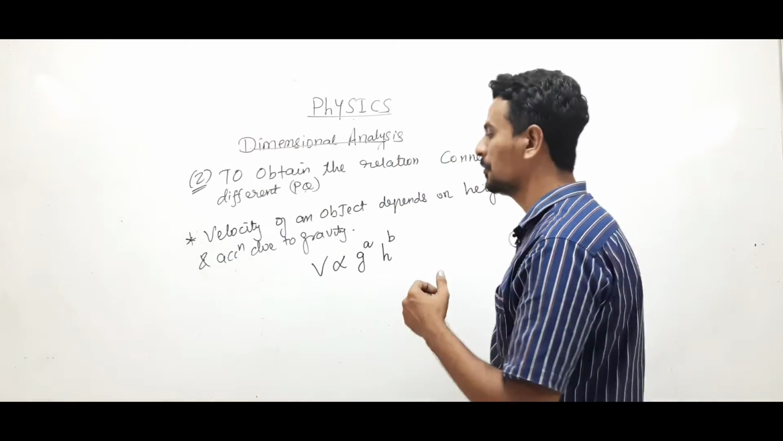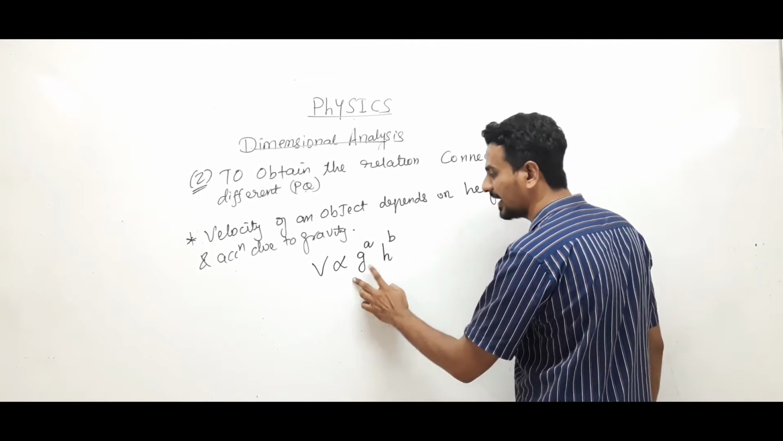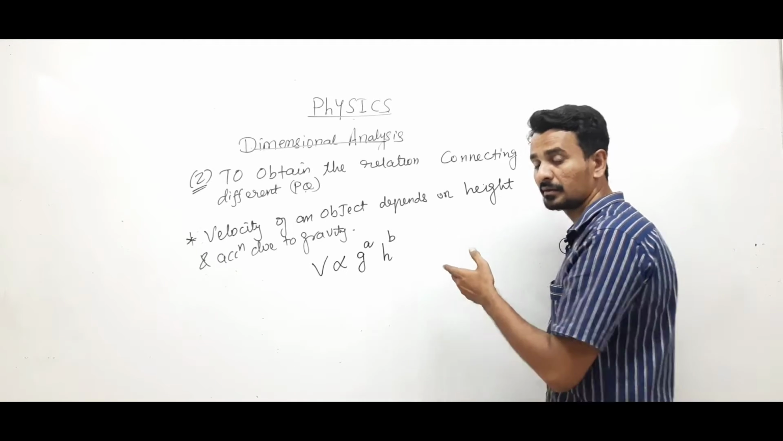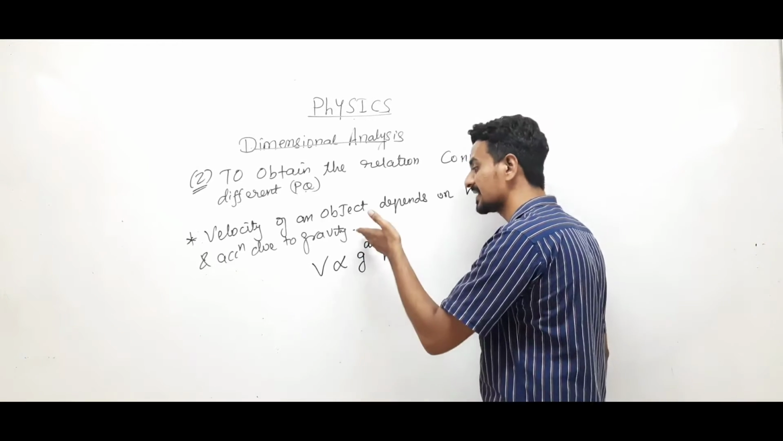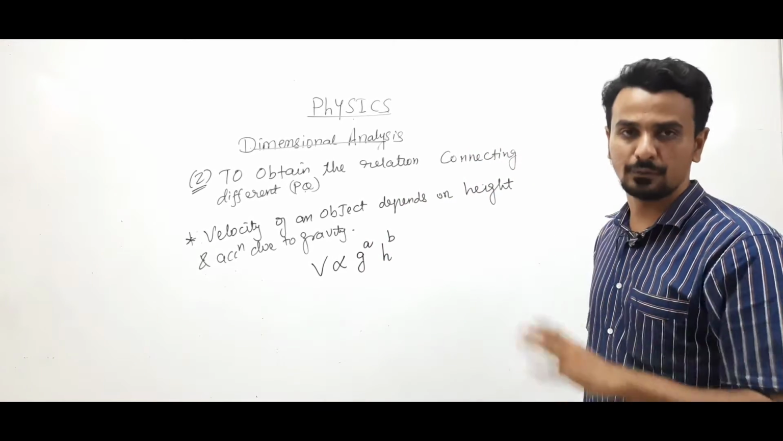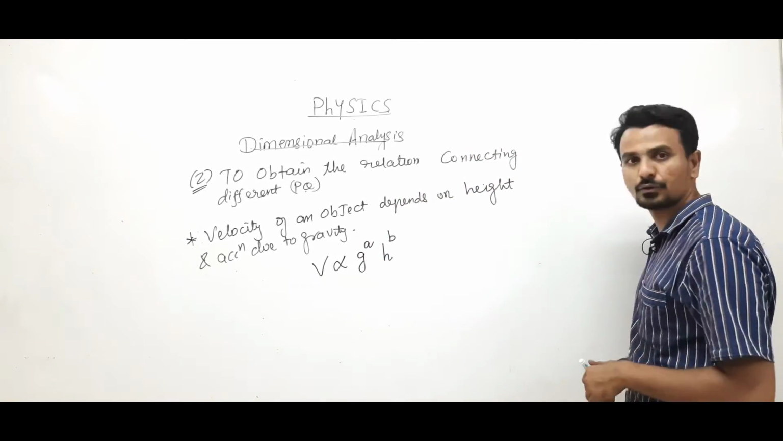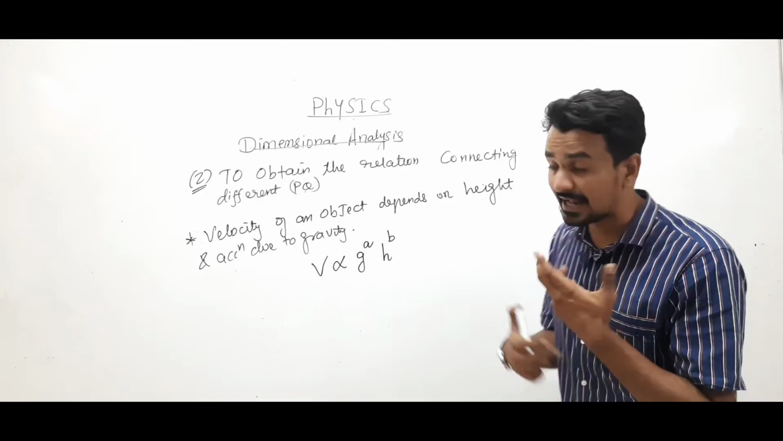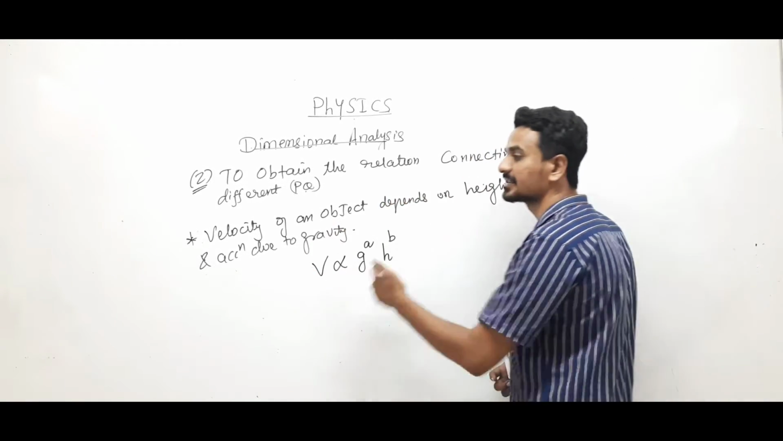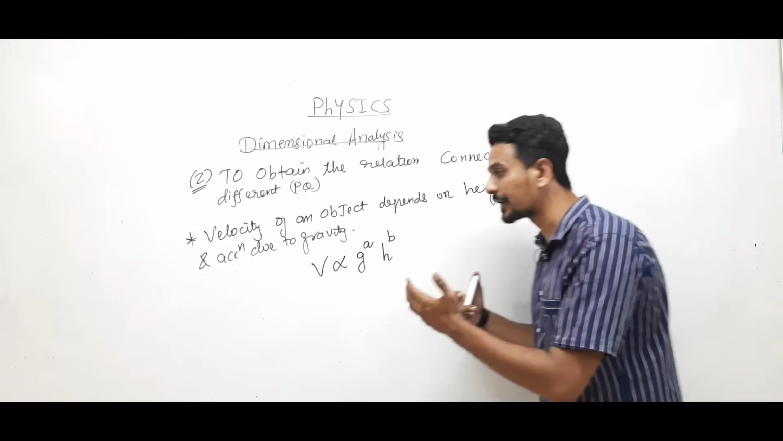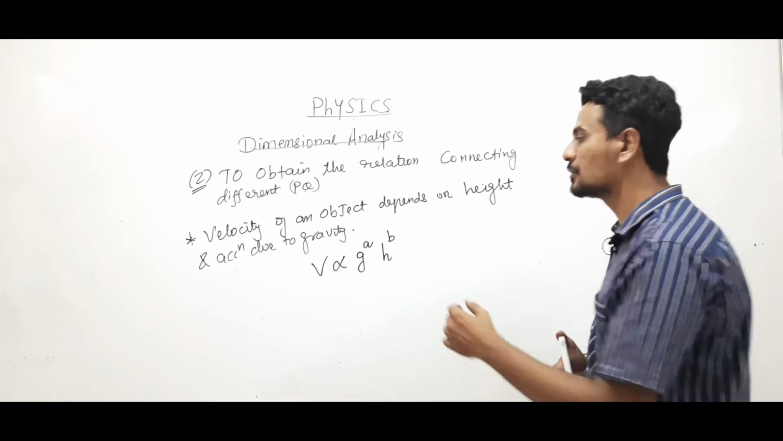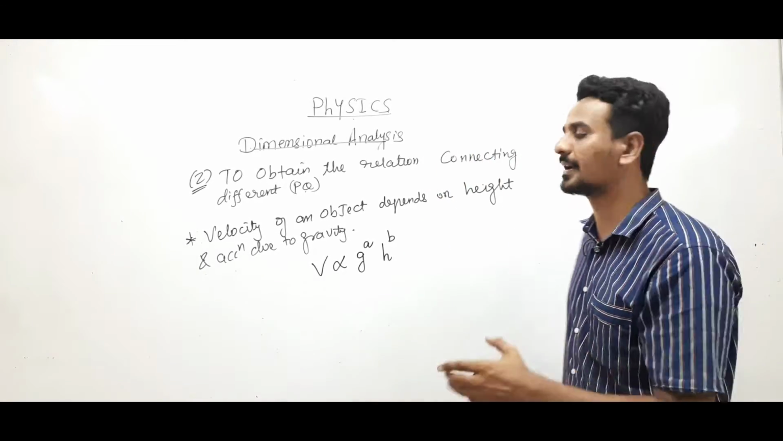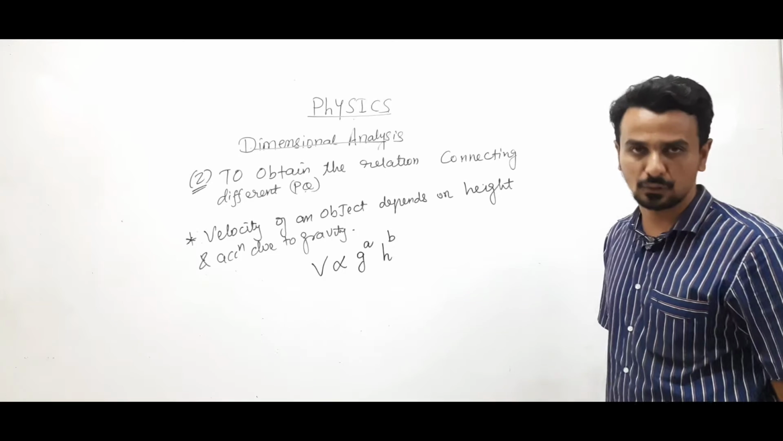So by making use of dimensional formula, we will derive these things. That is why I have written that velocity depends on acceleration due to gravity and height, but we don't know whether it depends directly or inversely. So I have taken the powers as a and b. A and b are unknown. If we obtain the values of a and b, then we can get the perfect relation between these three physical quantities. We will find the value of a and the value of b by making use of dimensional formula, and then we will write the relation connecting these physical quantities.